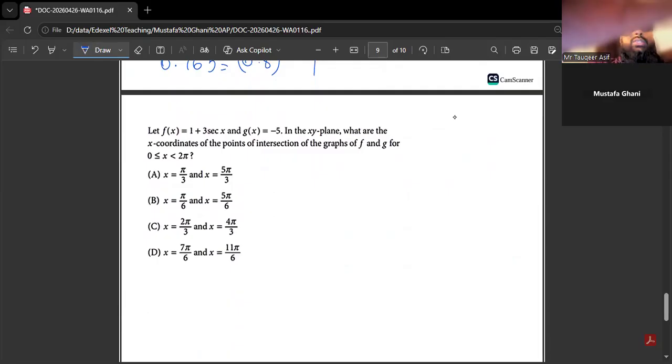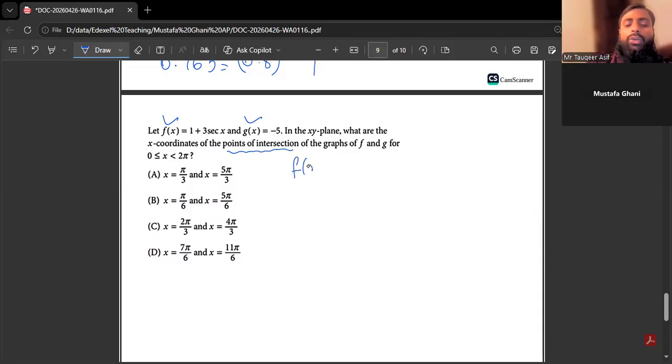All right. Now, how will you do this one? Let f of x equal 1.1 plus 3 sec x, and g of x equal negative 5. In the xy plane, what are the x coordinates of the point of intersection? We have to work for the point of intersection. Two functions are given to you. So are you going to make them equal to get the point of intersection? We did it before in one of the worksheets. Yes, sir.